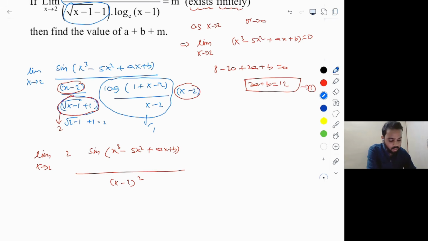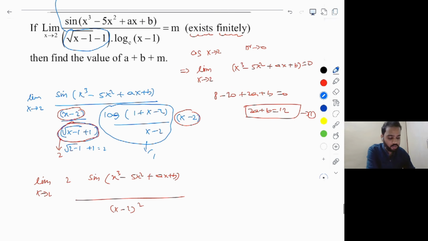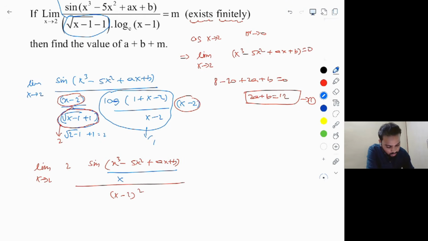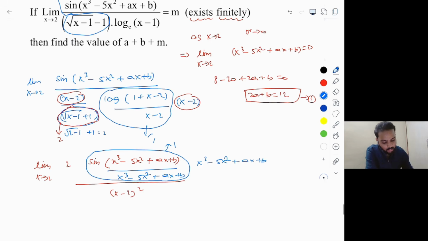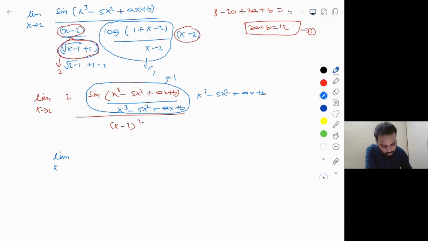Since here we know that the input to the sine function here is supposed to tend to 0 because we have already made the conclusion there previously. So I'm going to multiply and divide obviously, that is x cube minus 5x square plus ax plus b, and again multiply x cube minus 5x square plus ax plus b. Now this is of the form sine of f of x by f of x, where f of x tends to 0. So again this is going to be 1. Now we have the most simplified version of the question, that is limit x tends to 2 times, which is x cube minus 5x square plus ax plus b whole divided by x minus 2 whole square.